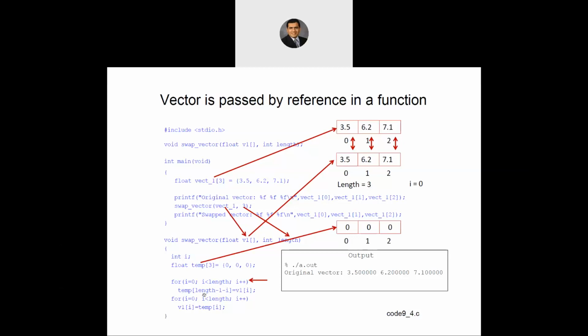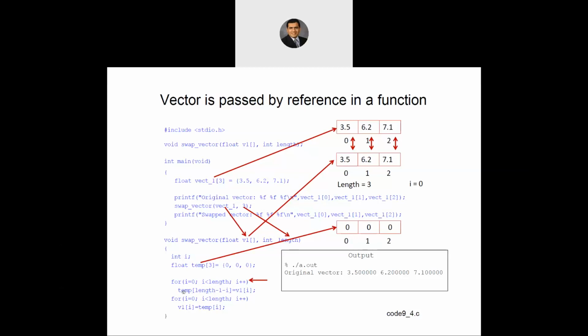Length value is 3. 3 minus 1 is 2. Why do you have to decrease it by 1? Because there is no 3 subscript. The maximum subscript address number is 2. That's why you have to decrease it by 1. So once again, temp, length minus 1. So we are talking about temp. Length is 3. 3 minus 1 is 2. 2 minus I value is 0. 2 minus 0 is 2.